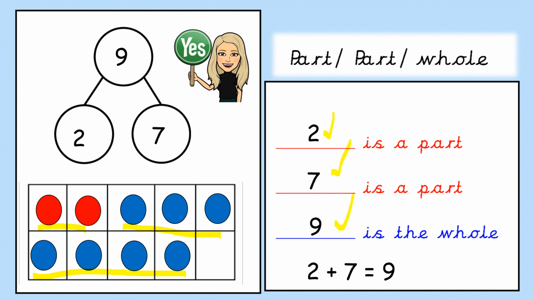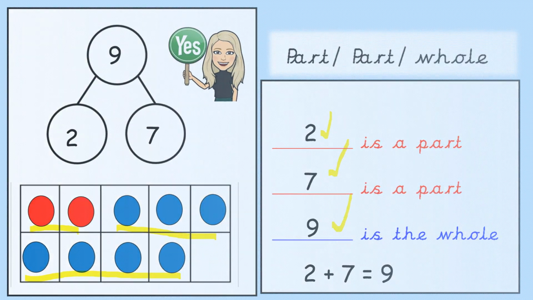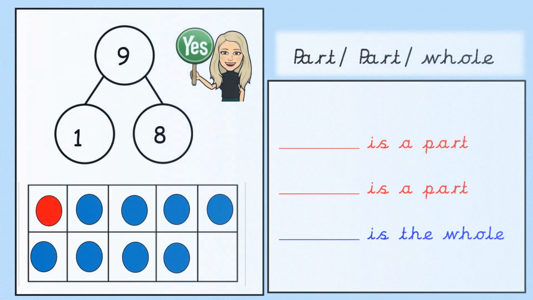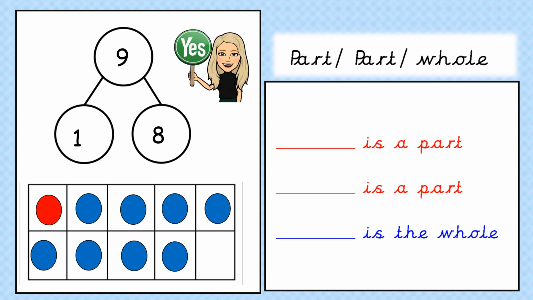Well done. I wonder if you know what the next number bond is going to be. Think about what's been happening to the red and the blue. So you got it. Write down the number sentence to match this part whole and 10 frame.